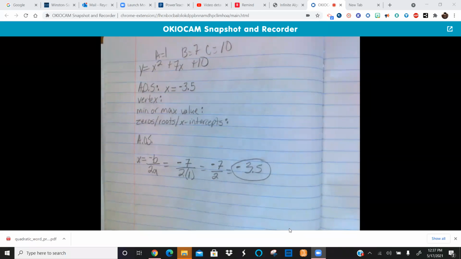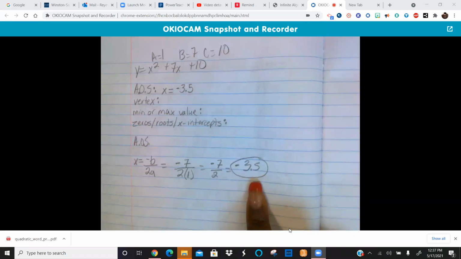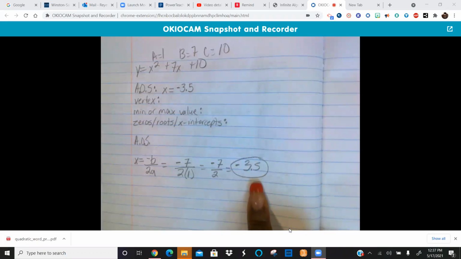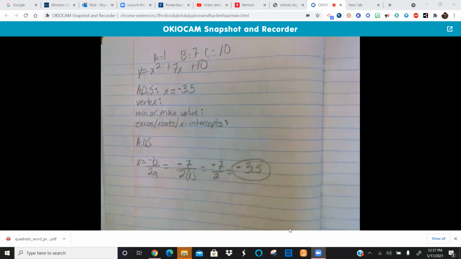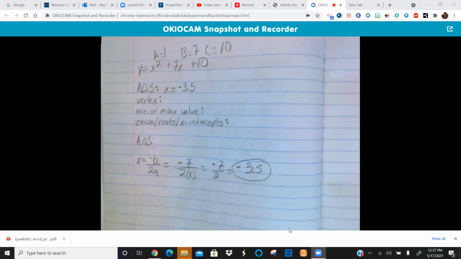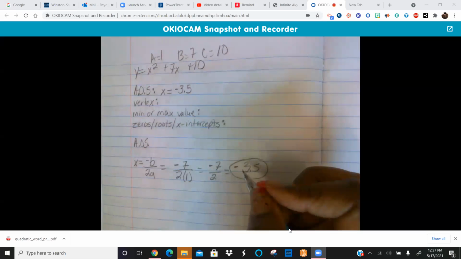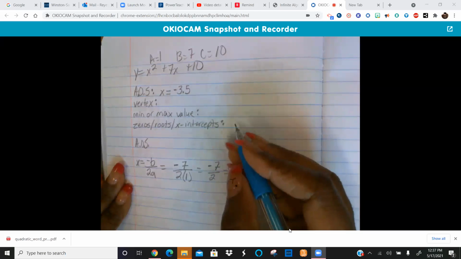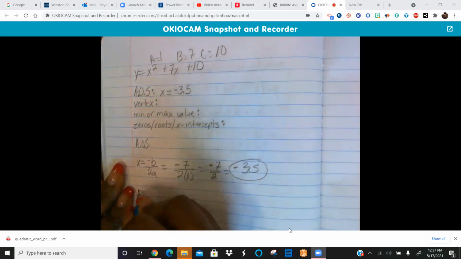Any questions about how we got that? Did anybody get that right? Please use the raise your hand tool so I can take tally. You got that right. Okay, good deal. So there's some people we still got to work on that, okay? So now let's do the vertex.